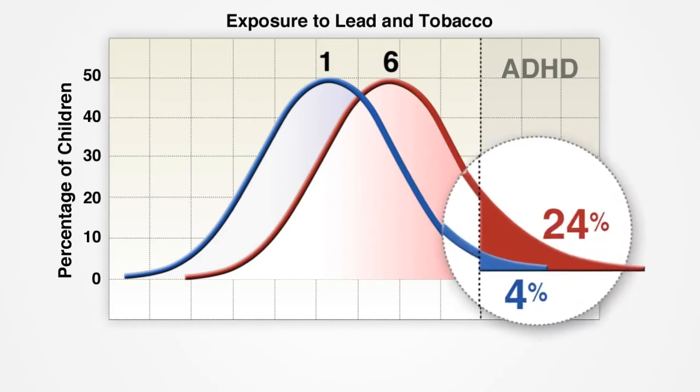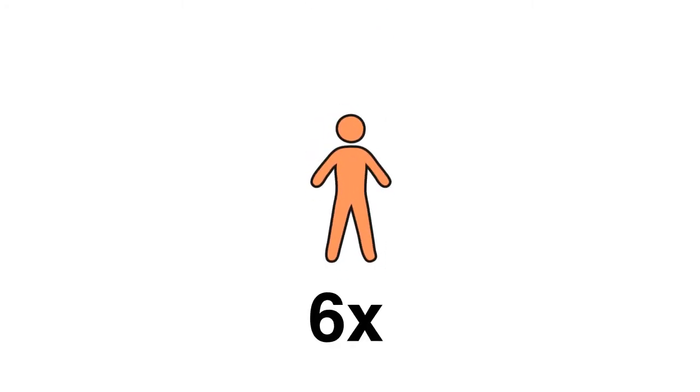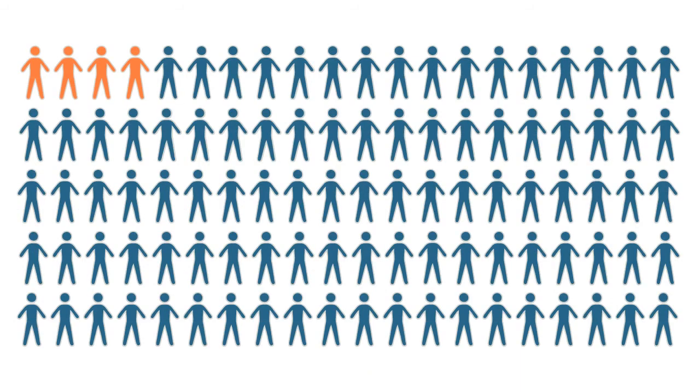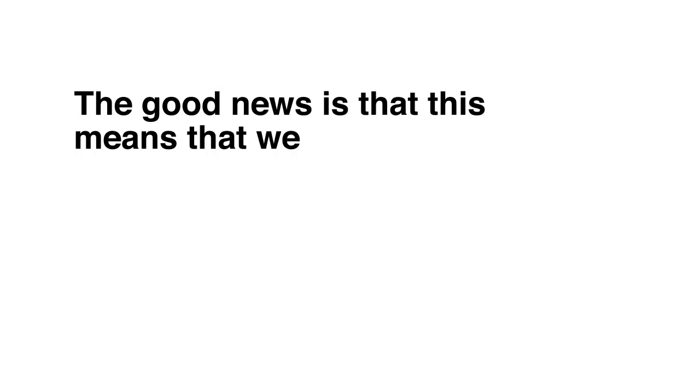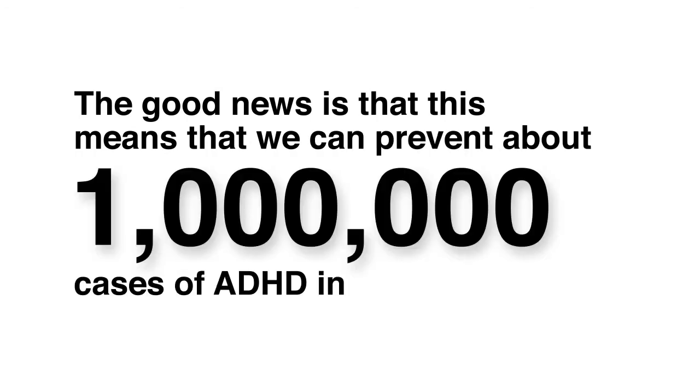4% of children who have neither exposure have ADHD, whereas 24% of children with both exposures have ADHD. This shift in ADHD symptoms results in a greater than 6-fold increase in the percent of children who have ADHD, an increase that is far greater than if you simply added the 2 risk factors together. This shows how exposures to lead and tobacco, which result in subtle shifts in ADHD behaviors, can lead to a large increase in the percent of ADHD. The good news is that this means that we can prevent about 1 million cases of ADHD in U.S. children, if we are willing to make the necessary investments.